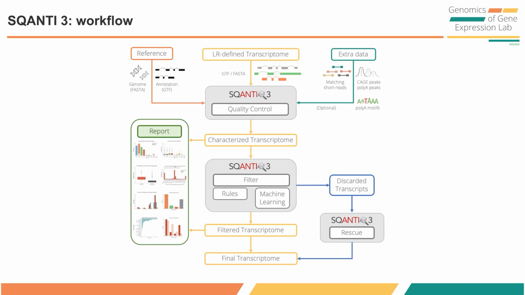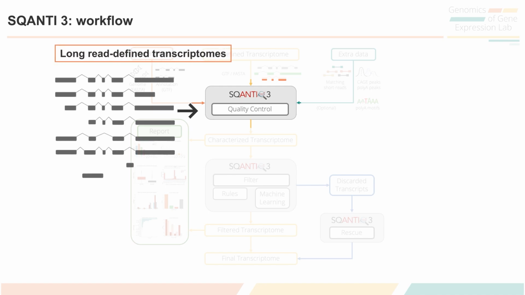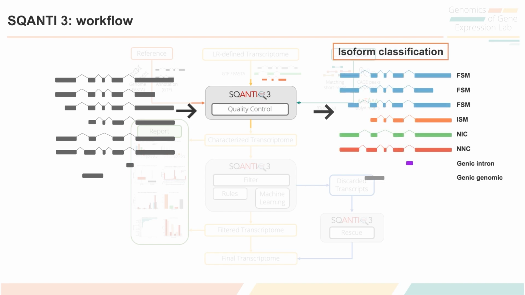The first is SQANTI QC, including isoform classification and quality control for long-read. Utilizing the SQANTI3 categories and subcategories and a long list of transcript-level attributes and descriptors, users can carefully inspect the properties of their isoform models and identify potential problems generated during library preparation and raw data processing.